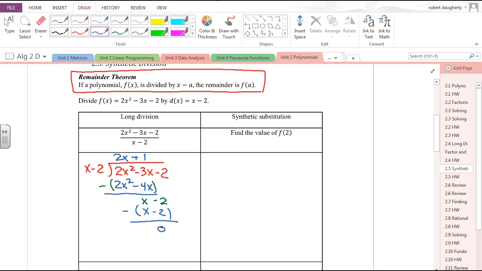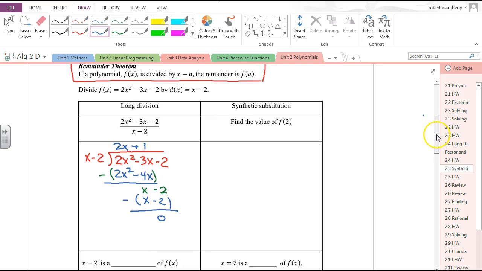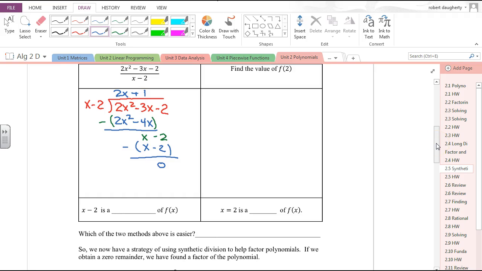Okay? So pretty straightforward. So my remainder is what? 0? So it means that x minus 2 is a what of the original? It is a factor. So x minus 2 is a factor of f of x. Okay? So that means that the answer to this problem, what's the answer to that division? 2x plus 1, right?